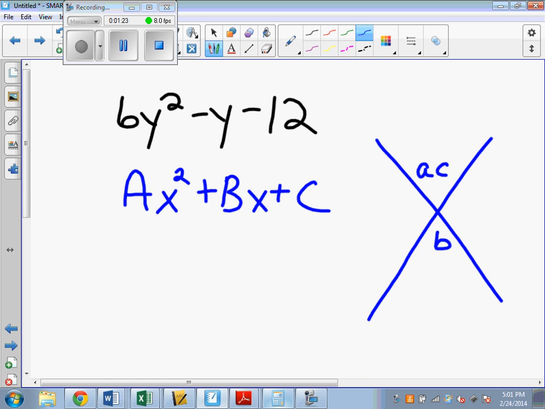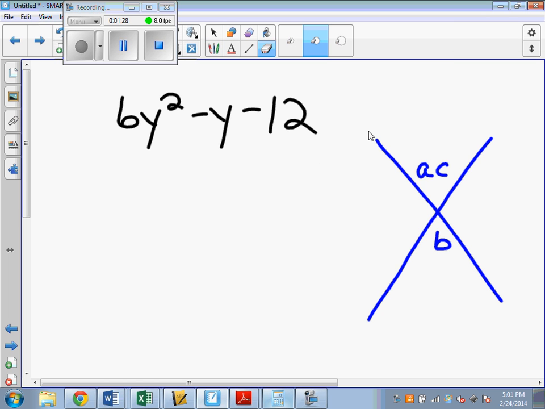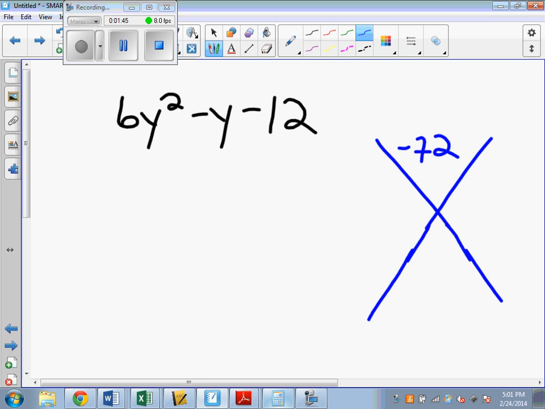Okay, so that's where I'm getting a, b, and c from. So I'm going to erase this and fill those in. So a times c at the top here would be 6 times negative 12, which is negative 72. And on the bottom is our b value. We just have negative y, that's like a coefficient of negative 1. So to fill in my x factor, I'm looking for two numbers that when you multiply them, you get negative 72, and when you add them, you get negative 1.